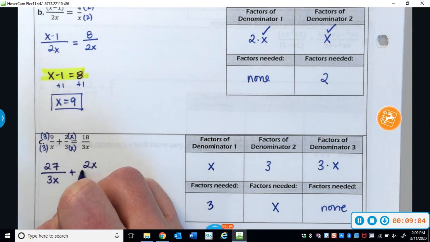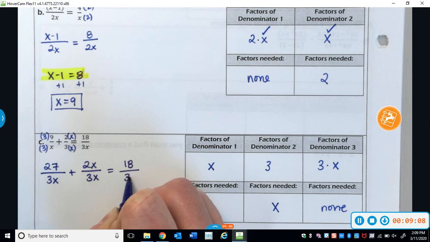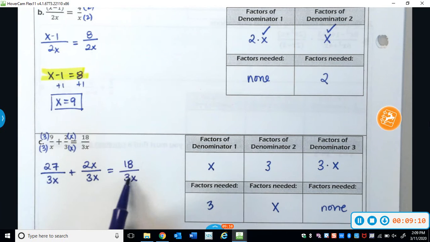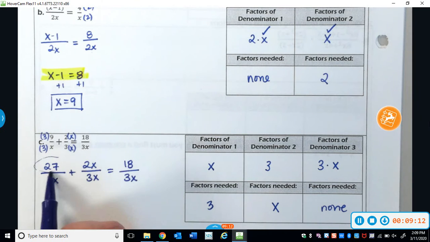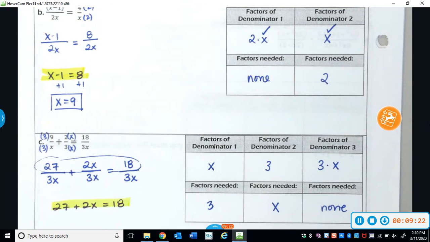2 times x will be 2x. Alright, and notice that my denominators are all the same. So really the part that I want to focus on is the numerators now. 27 plus 2x's should equal 18. And so all we're doing is solving the equation for the numerators.